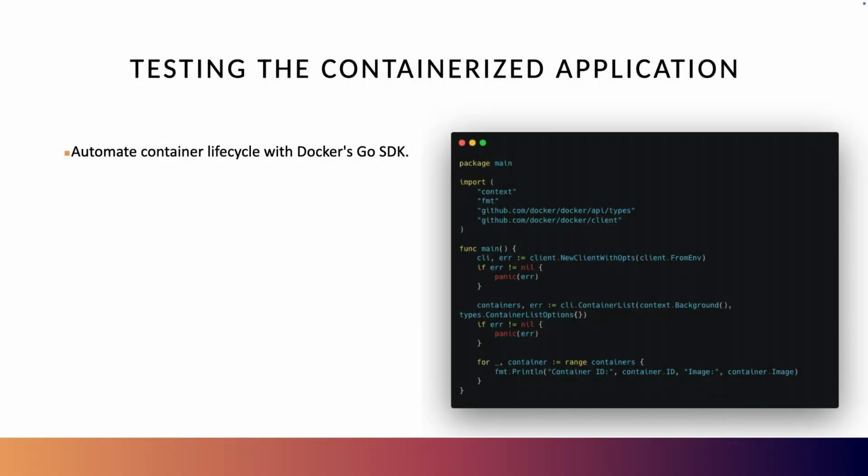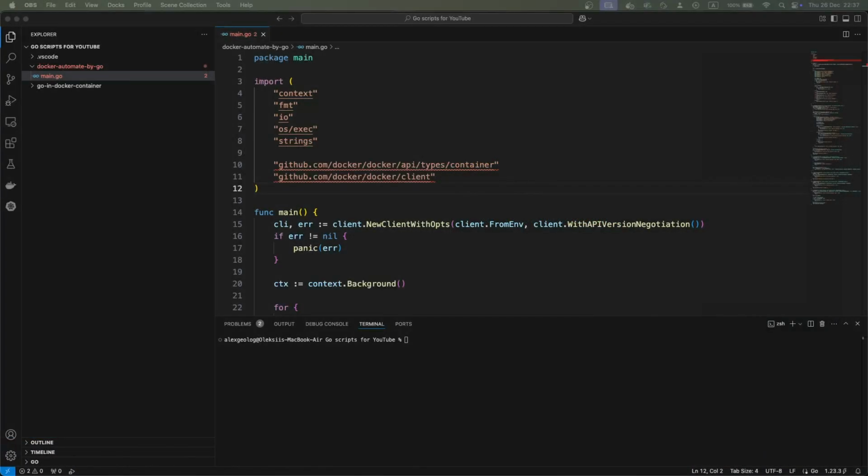Let's create something more complicated than our simple HTTP server. Now, we will use Go to interact with Docker. Let's automate the container lifecycle with Docker's Go SDK. I have created a main.go file for our Go application and pasted ready code in this file. Let's look at our code.